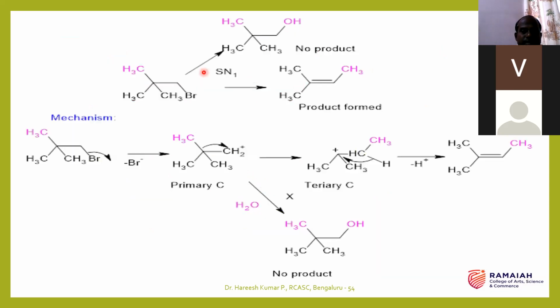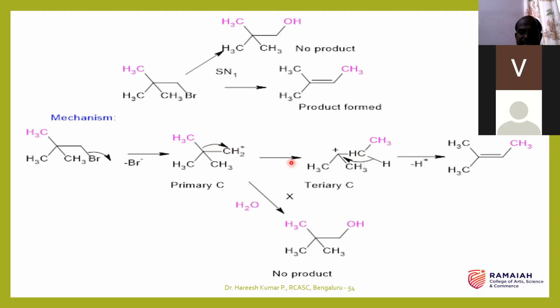Here I am taking neopentyl bromide. SN1 reaction means this bromine will go out. When this bromine goes out, there will be a formation of a carbocation like this. This carbocation is a primary carbocation. The adjacent methyl group can move from here to here. Why is it moving? Because of the formation of a tertiary carbocation, which is stable compared to this one. That is the reason. Then there will be a loss of proton. This proton will go out, forming a double bond, an alkene.